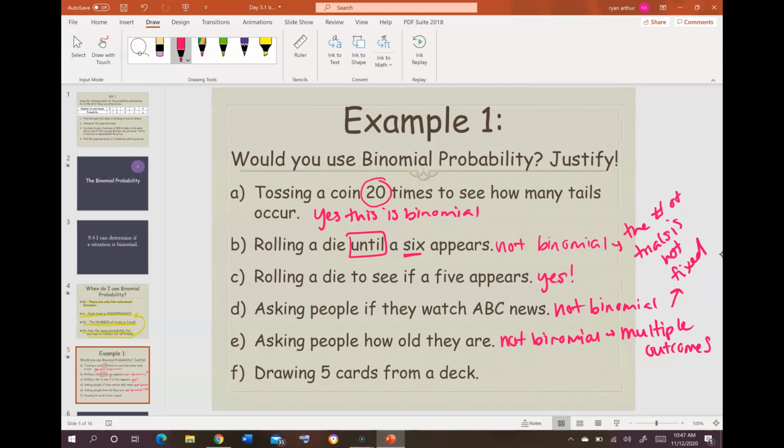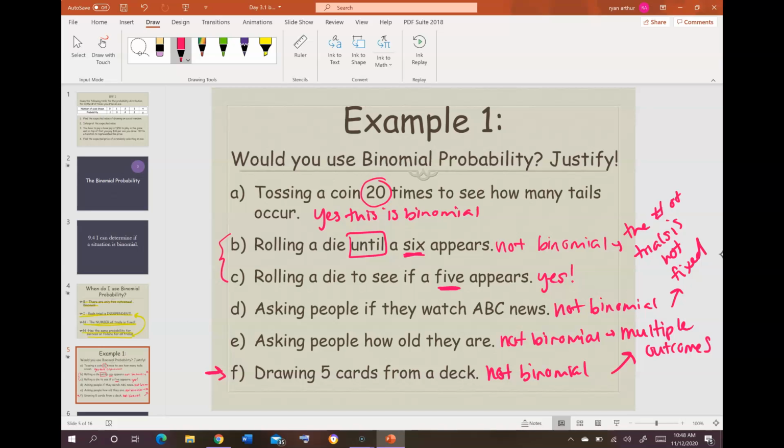Okay? Drawing 5 cards from a deck. All right? Are there only 2 outcomes? Well, it doesn't state what I want to draw, does it? You see how up here in B and C it stated I want to roll a 6 or I want to roll a 5? That's why we could say a 5 or not a 5. But here, it doesn't say what I want to draw. It just says I want to draw 5 cards. I don't have 2 outcomes here because I could draw an ace of hearts, an ace of spades, an ace of clubs, an ace of diamonds, and I could keep going on and on. So this is not binomial either because of the multiple outcomes.